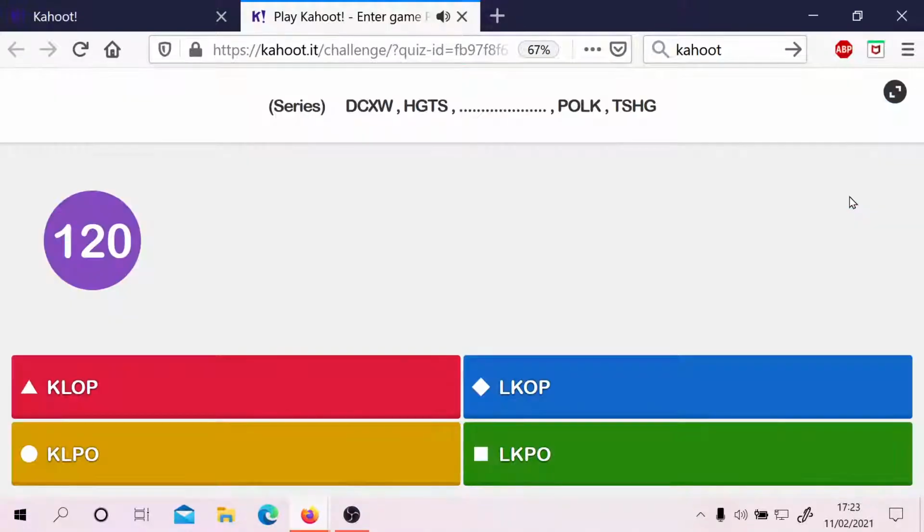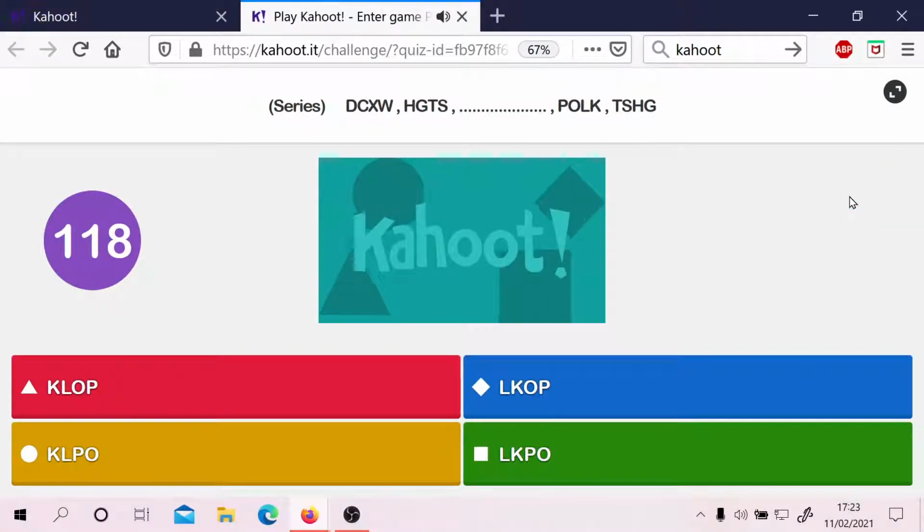Okay, let's see this one. DCXW. I do know the letters quite well. So D is 4, C is 3, X is 24, and 23, right? So we've got 4 and 3, 24, 23. And then we have 8 and 7, 20, 19. So it goes 4 and 3, then 8 and 7. So it increases by 4, and the other side decreases by 4.